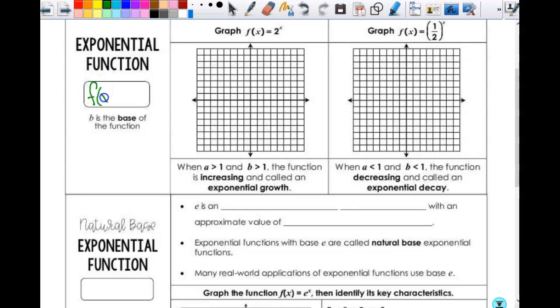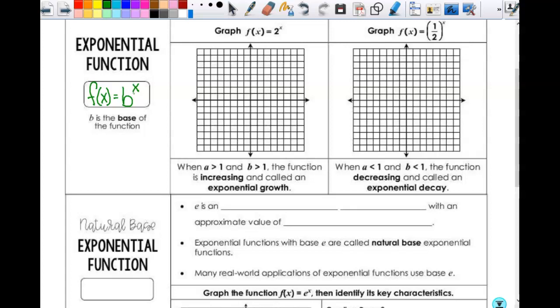The parent function is basically going to be f of x equals b to the x power, where b is the base. But when we want to graph a parent function for that, we have to put in a number for b. Otherwise, we don't have anywhere to put things on the graph. So usually, when you're trying to be generic, we'll use 2 and 1/2. But really it could be anything. It'd be f of x equals 5 to the x, and that's the parent function.